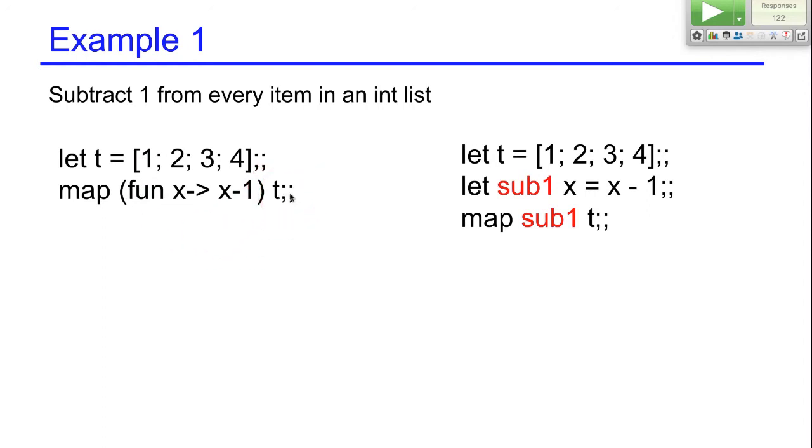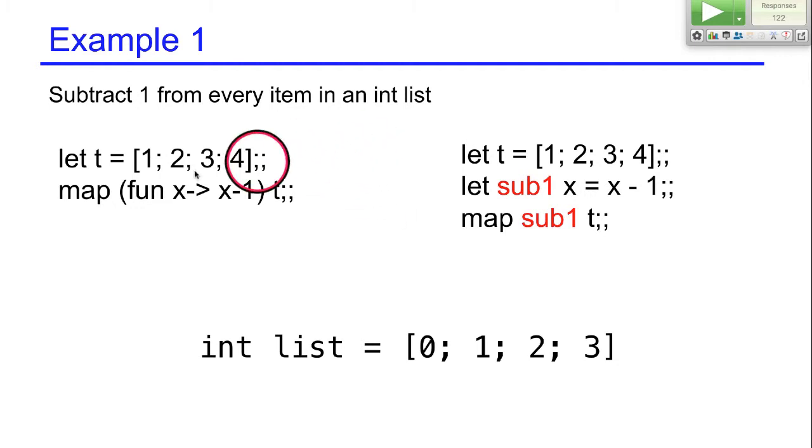Or you can bind this anonymous function to a variable, here, right? I create a sub1 function. It takes x, returns x minus 1. I will use map to apply this sub1 to every member of the list. You get 0, 1, 2, 3. That is minus 1 from each element in this list. So that is our example 1.